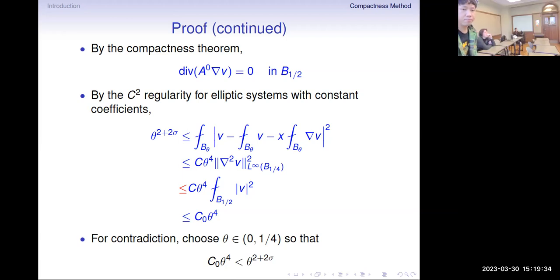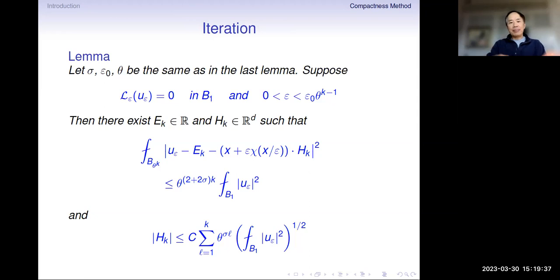All right. So the second step is iteration. What you do here is that from the first lemma, we go from scale 1 to scale theta. And if you do this again, you go from theta to theta squared. You keep doing this as long as you can, and you eventually reach down to the scale epsilon. So this is the statement here. I have a solution where epsilon is less than epsilon 0 times theta to the k minus 1.